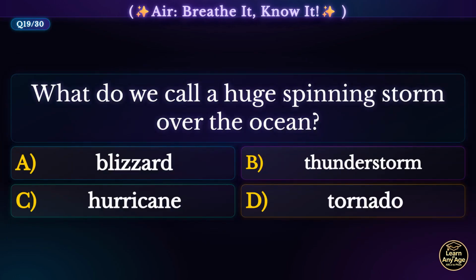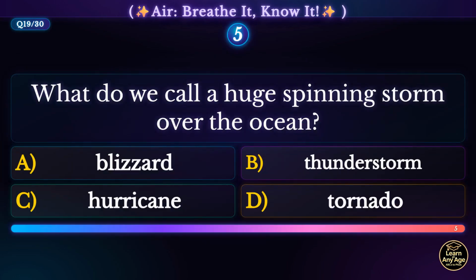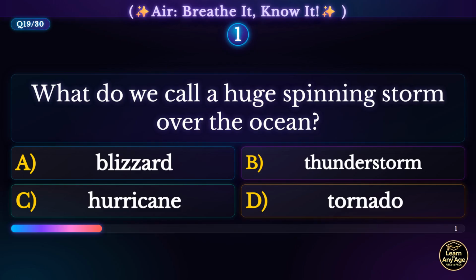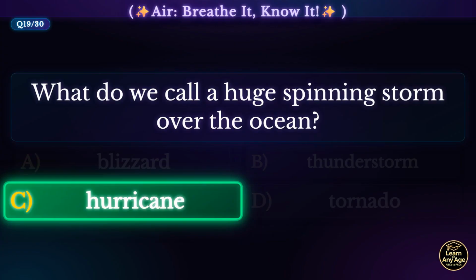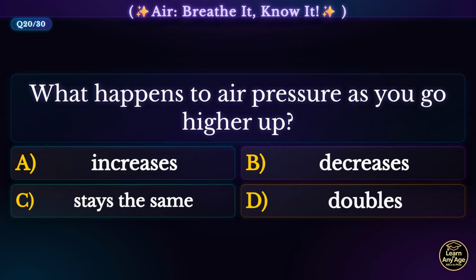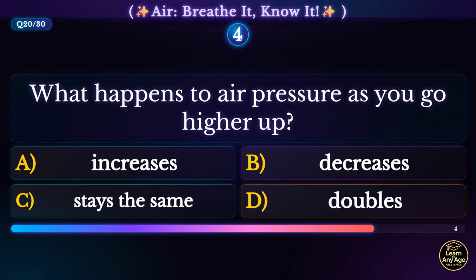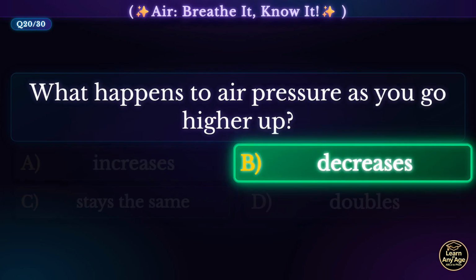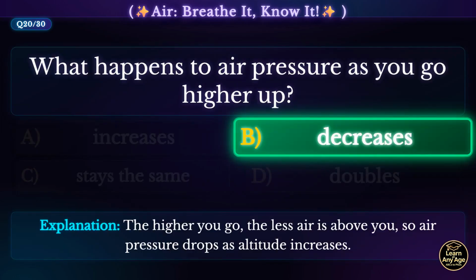What do we call a huge spinning storm over the ocean? Hurricane. A hurricane is a massive tropical storm with strong winds and heavy rain that forms over warm oceans. What happens to air pressure as you go higher up? Decreases. The higher you go, the less air is above you, so air pressure drops as altitude increases.